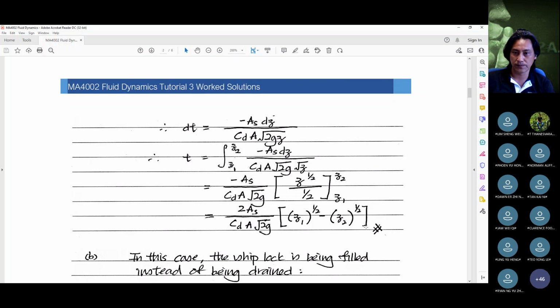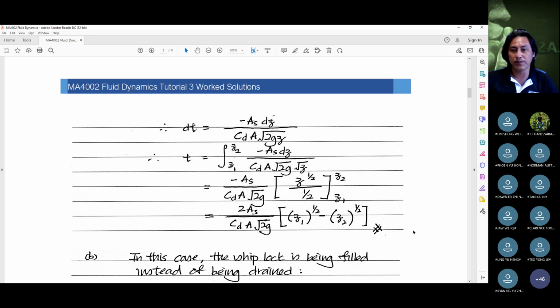So that's all. I suppose things help in this case because this ship lock has got vertical walls, such that AS is a constant. When AS is constant, it actually makes things a lot simpler because you don't have to come up with another expression for AS in terms of z. That would make the integration a little bit more challenging.